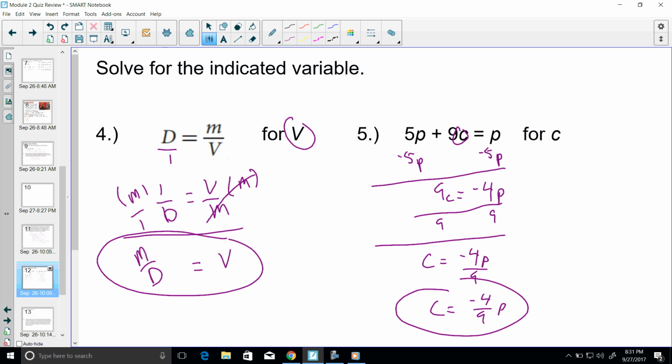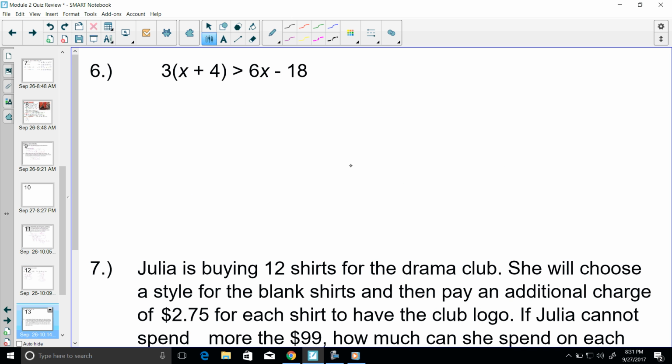All right. I think there's only a couple more questions left here, and then we'll be done for your review. So let's take a look at 6 and 7. This one is just a straight up inequality. And if we did the warm-up ones correctly, we should be able to do these. So we get to distribute the 3 here. It's going to give us 3x plus 12 is greater than 6x minus 18.